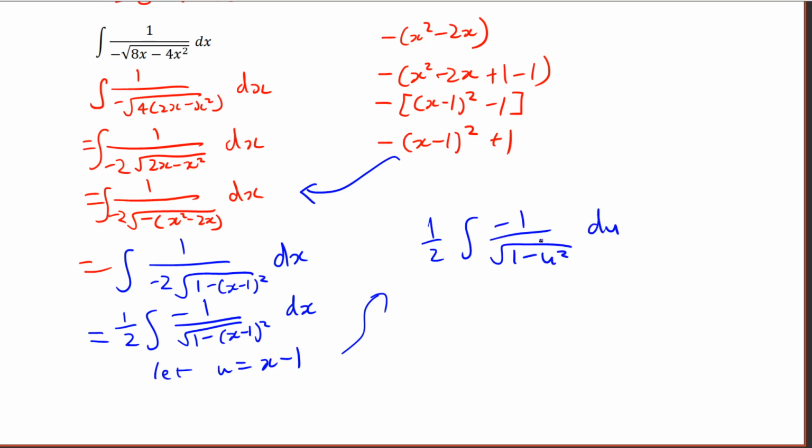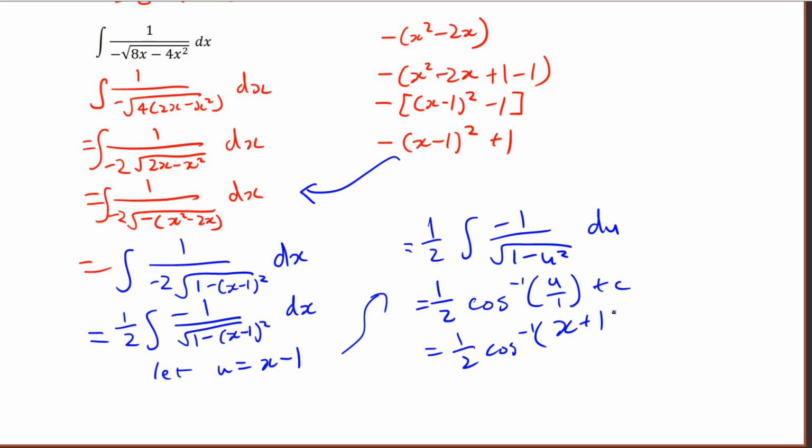And if I look at this, I should think, okay, there's a negative out front, square root of 1 squared minus u squared, this should be inverse cos. So that is the same thing as half inverse cos of u on 1, which is just u, plus c, and then this will become half inverse cos of x minus 1, plus c. And that would be my final answer.